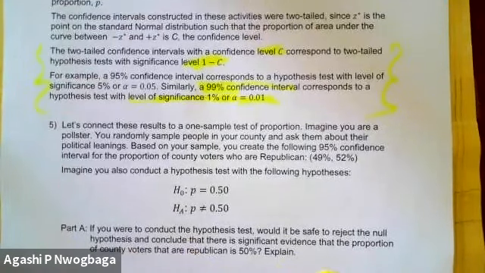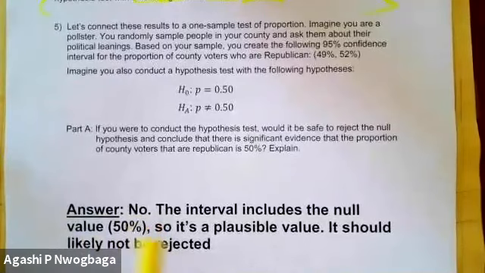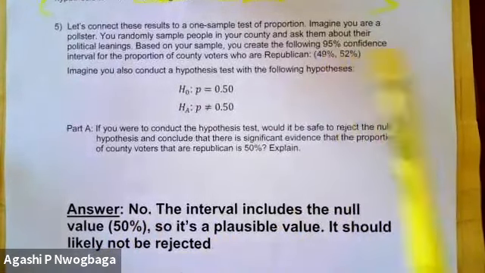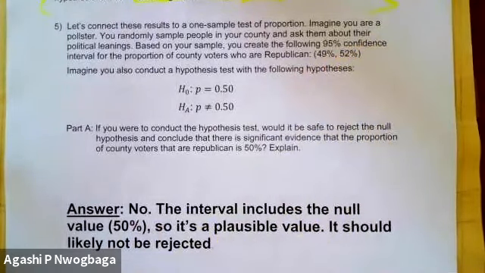If you were to conduct the hypothesis test, would it be safe to reject the null hypothesis and conclude that there is significant evidence that the proportion of county voters that are Republican is not 50%? Explain. The answer is no. The interval includes the null value 50%, so it is a plausible value. It should likely not be rejected. 50% is between 49 and 52, so it's a possible value that could lie here. So it is plausible. It should not be rejected based on that.